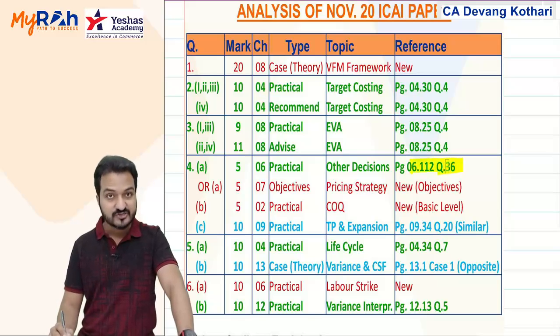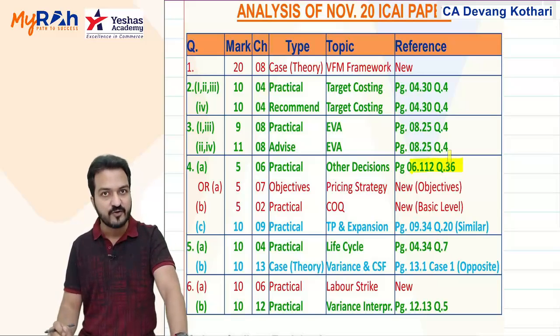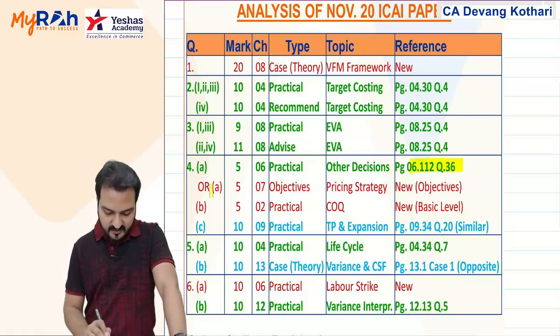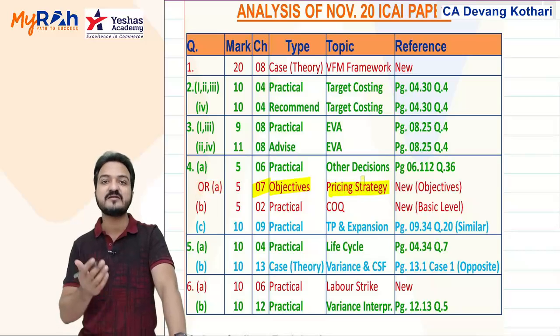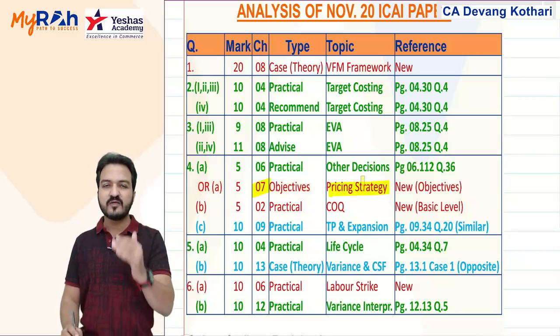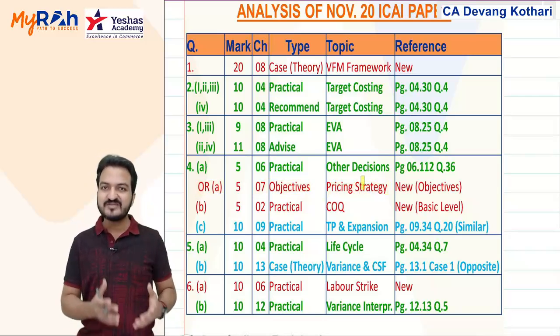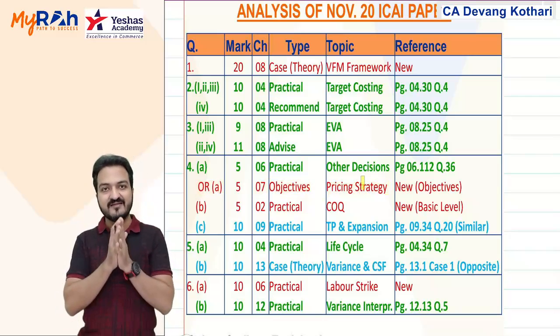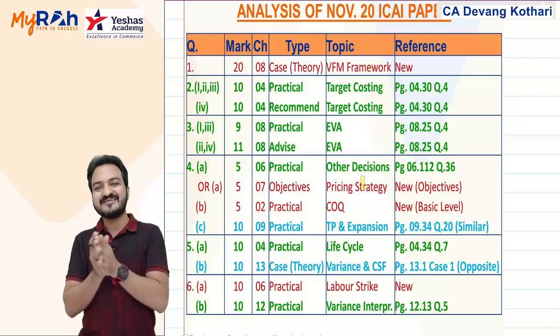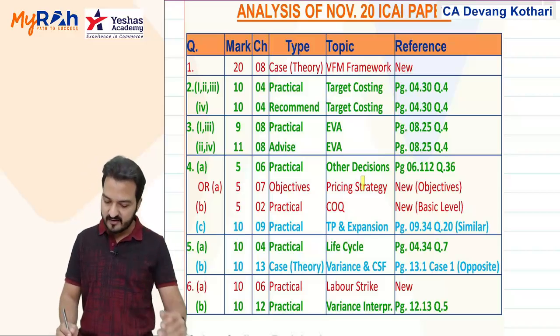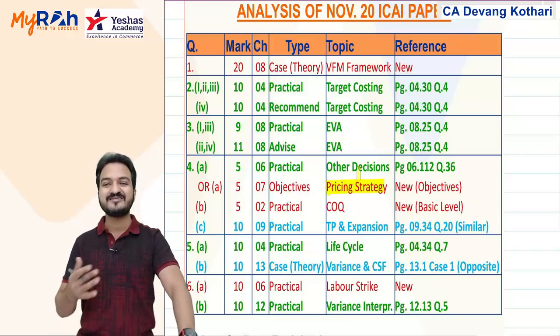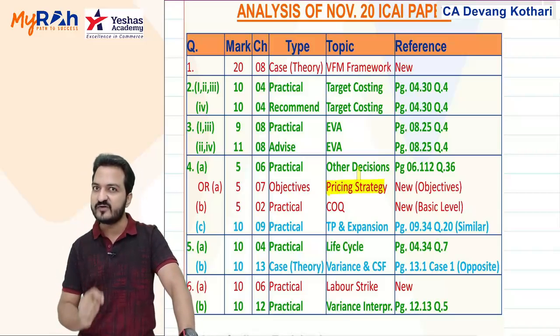If you need to see which question was that, please refer to the next video that I will be putting up. And question 4A, another option, was an objective question from chapter 7, pricing strategy, pricing decisions, in which you are given various different situations and you need to suggest which pricing strategy should be implemented. You have learned various pricing strategies and you just need to recommend which pricing strategy should be implemented in which situation.